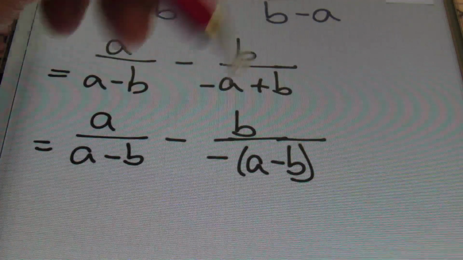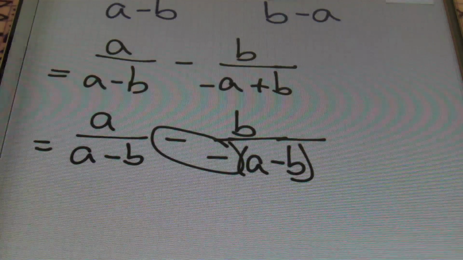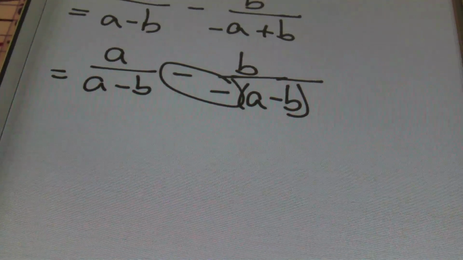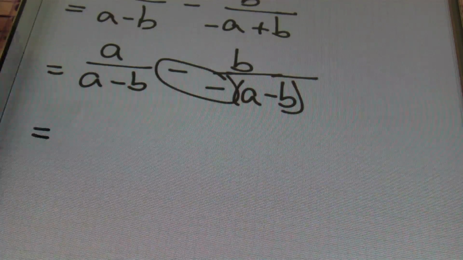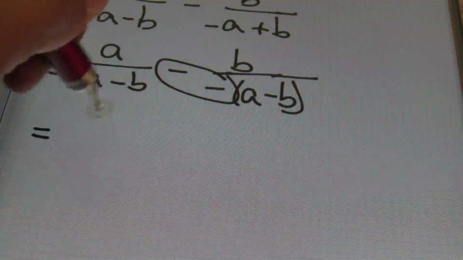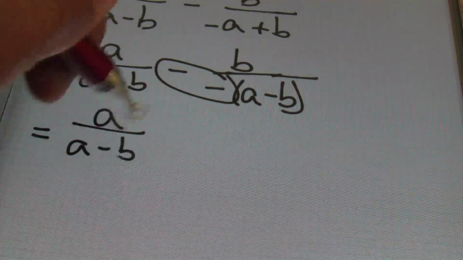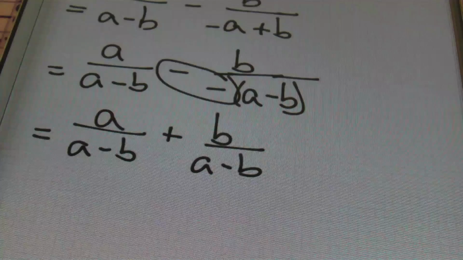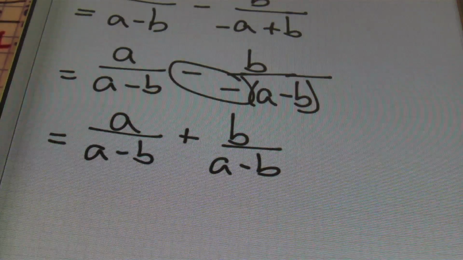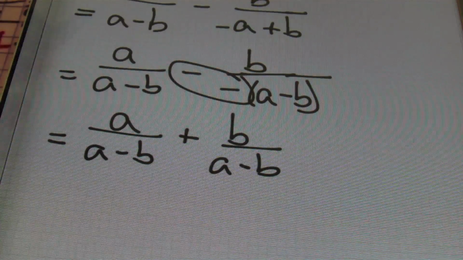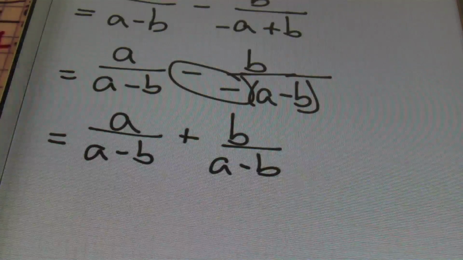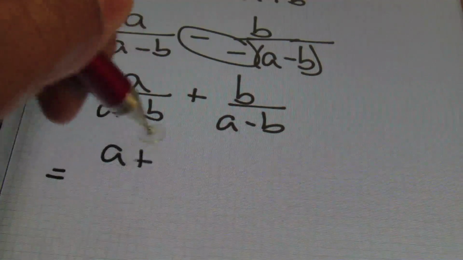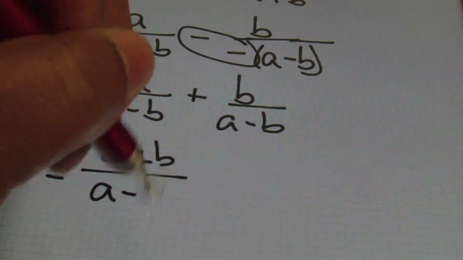What you'll do next is that these two signs will be multiplying together. In other words, they'll combine to make a positive. Remember that a negative times a negative is a positive. So I'm going to rewrite my problem now as a over a minus b plus b over a minus b. All right, and so from here, I now have a common denominator. Since I have a common denominator, I can simply add the numerators together now. So this gives me a result of a plus b over a minus b.